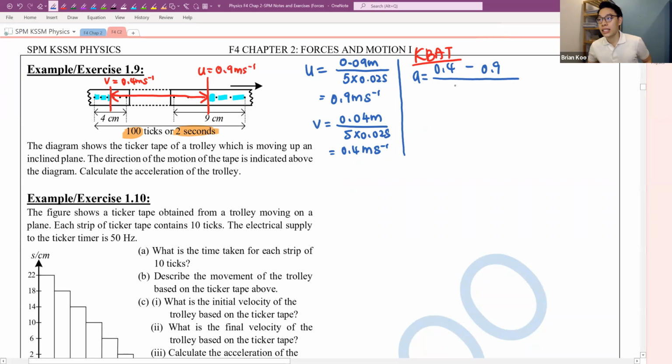So this is 95 ticks times 0.02 seconds. Those of you who don't understand, please let me know. I'm expecting some of you may not get it. If you don't get it, please let me know and I'll explain again. If you want to treat it as strips, that also can. Let me try again.